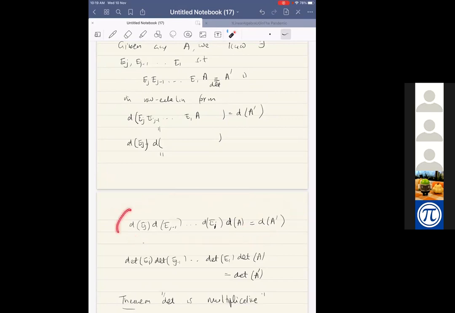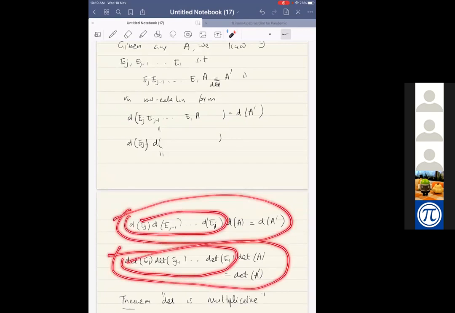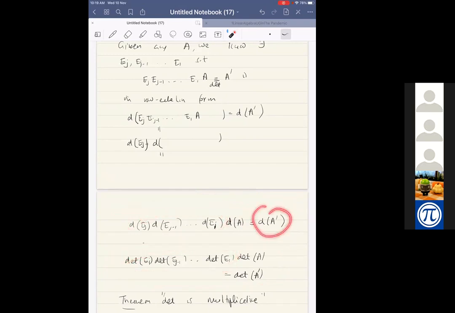So D satisfies this. Det satisfies this. These values are all the same as these values. This value is the same as this value. Therefore, this value must be the same as this value. Okay, that is it.